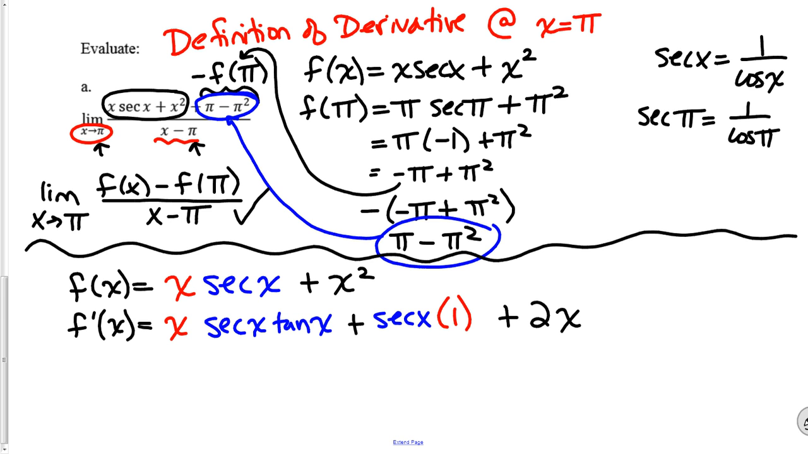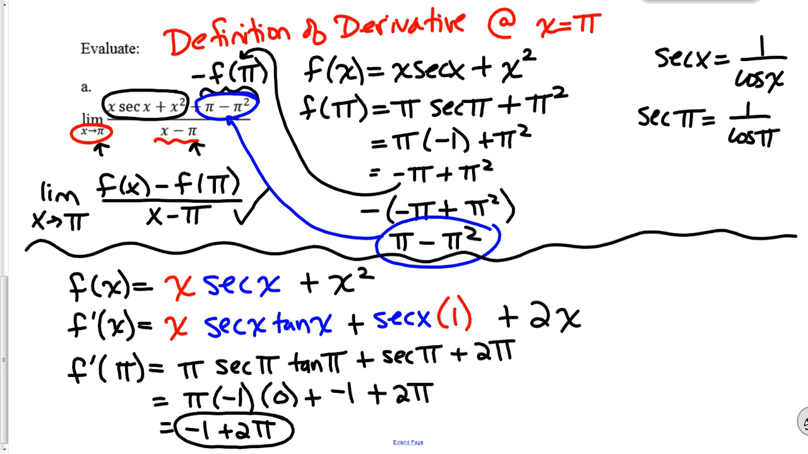So I'm going to ask that you do that. Please plug in pi and figure out what you get. Please pause the video here to evaluate f prime of pi. Here is my evaluated f prime of pi. So I plugged in my pi and I got a final answer of -1 plus 2 pi. If yours is correct, you're going to continue on. If yours is not correct, please pause the video here to evaluate what you have done and what I have done.